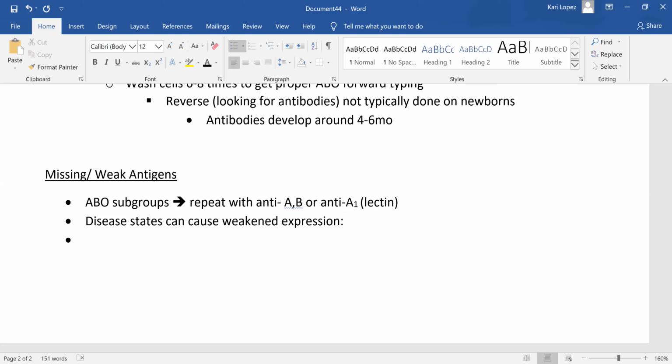You've got disease states that can cause weakened expression. These include but are not limited to, there are other ones, but you've got Hodgkin or leukemia. And you can try incubating it for 30 minutes, 30, not 20, 30 minutes to increase reactivity.